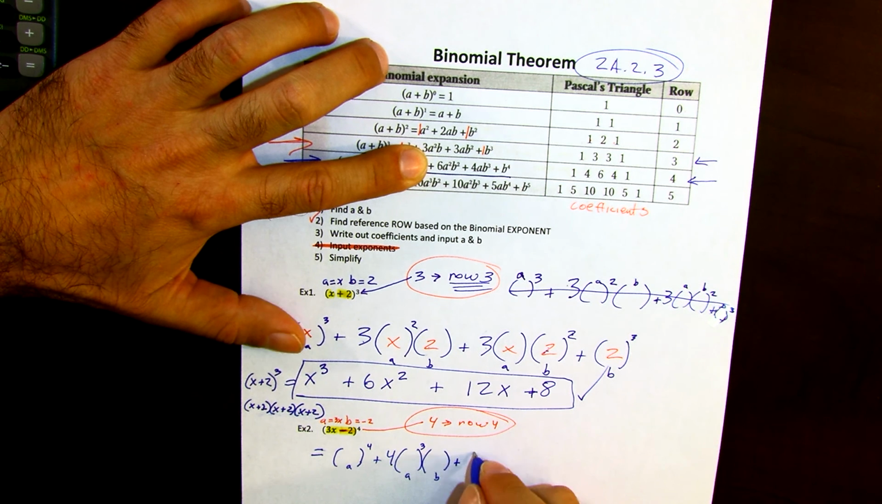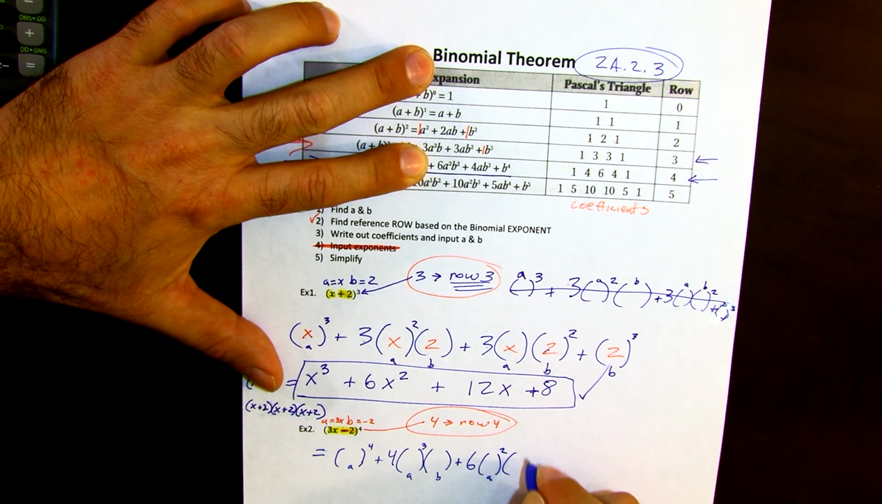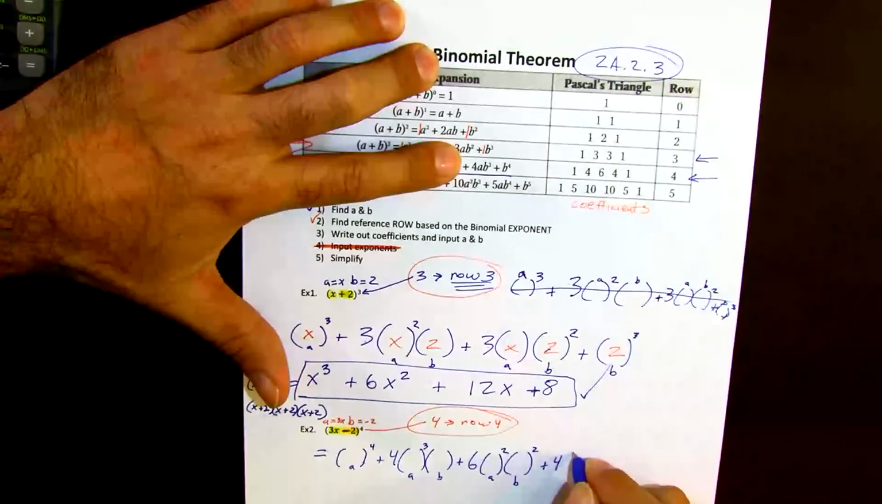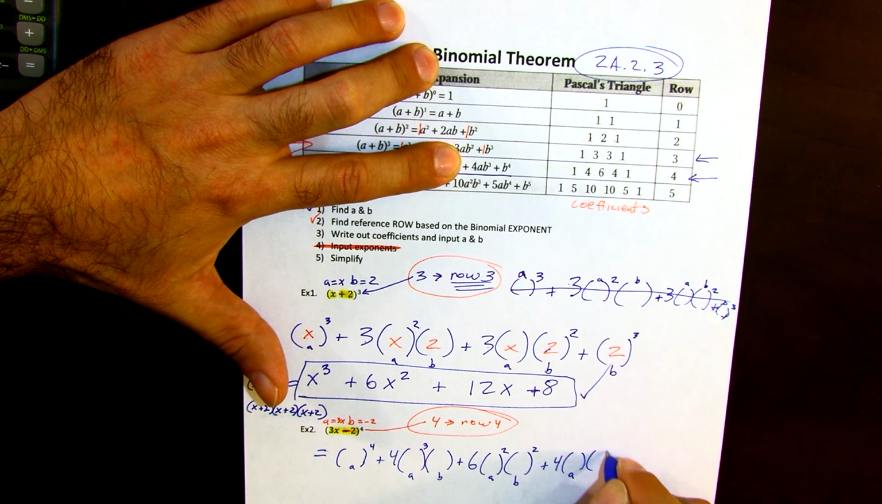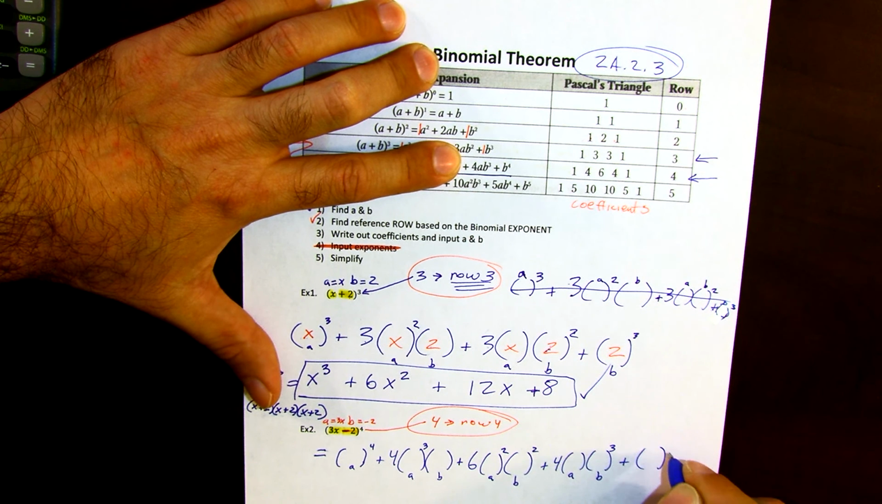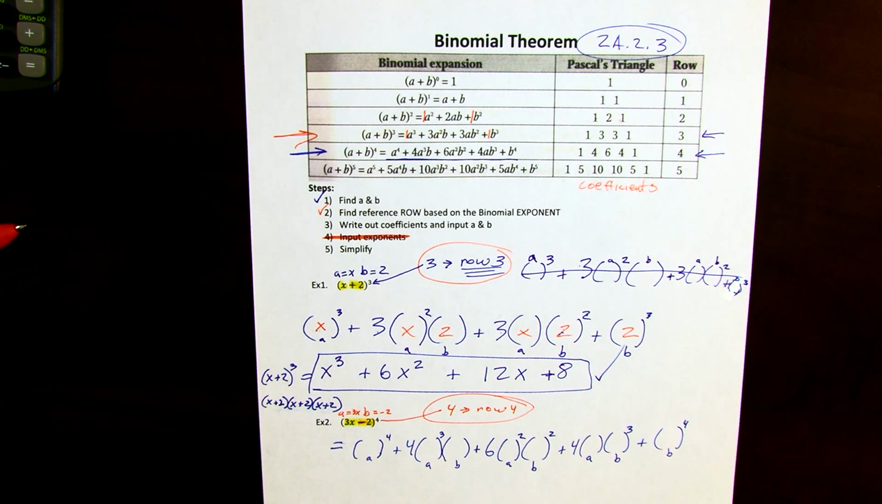You just got to go slow. 6a squared b squared plus 4a b to the 3rd plus b to the 4th. There is a cool way to remember that, but I think we'll be okay with just using this for its utility. Okay.